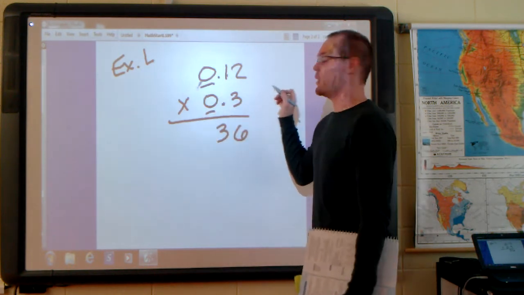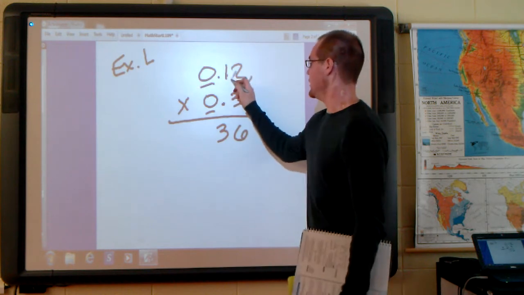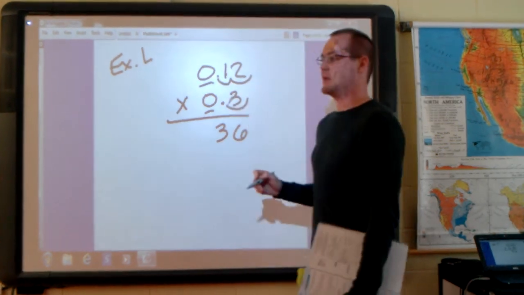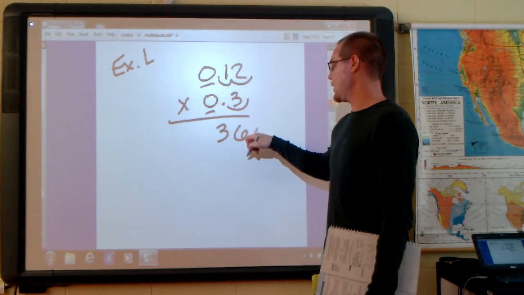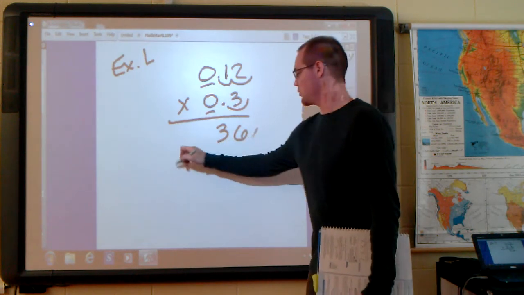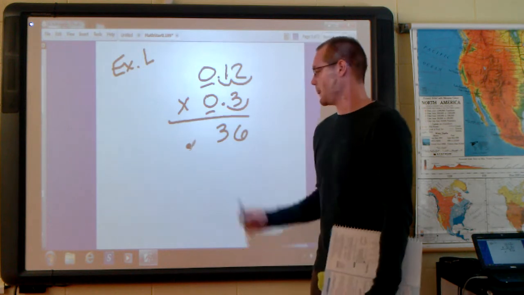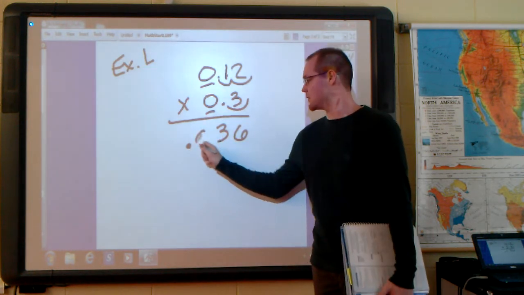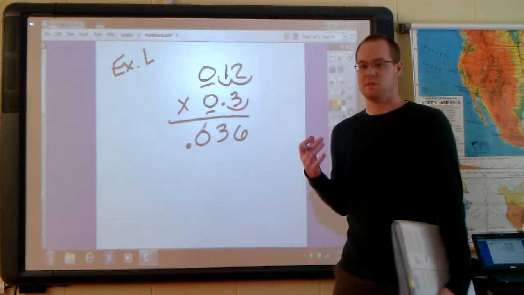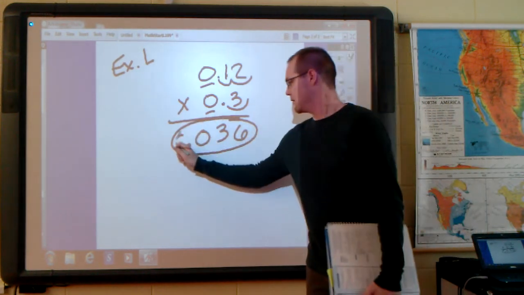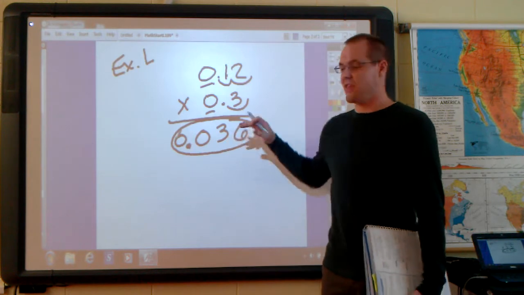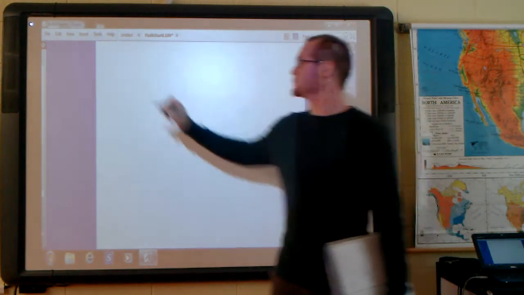Okay, now I'm going to count my decimal places. I have 1, 2, 3 decimal places. So I have to move it over from the right side of our product, 1, 2, 3 digits. Okay. Now there are only 2 digits here, so I have to substitute a 0 in for the tenths place. Okay. And your answer is 0 and 36 thousandths for example 1.